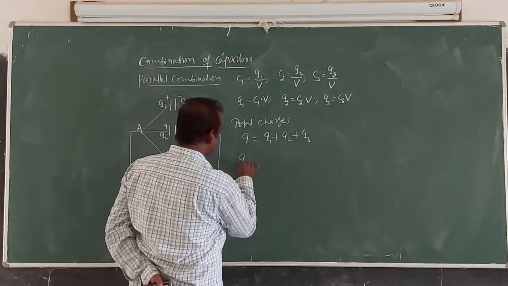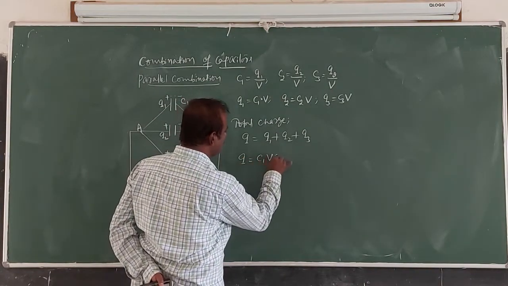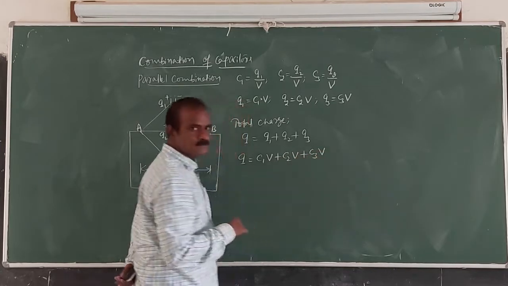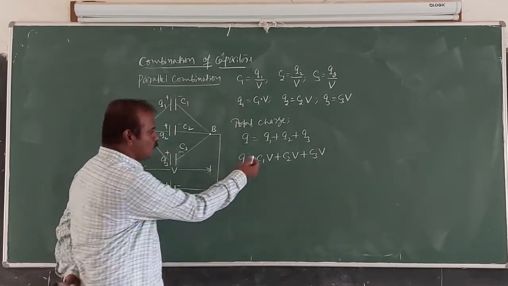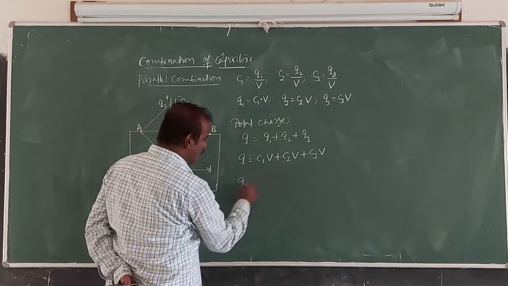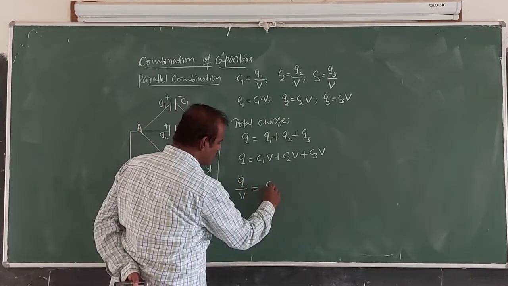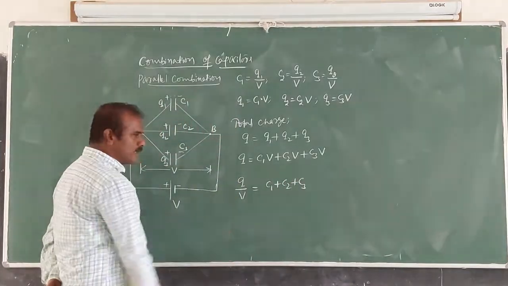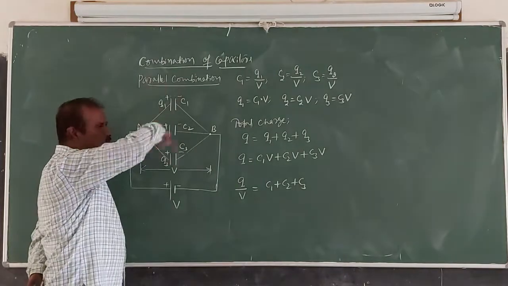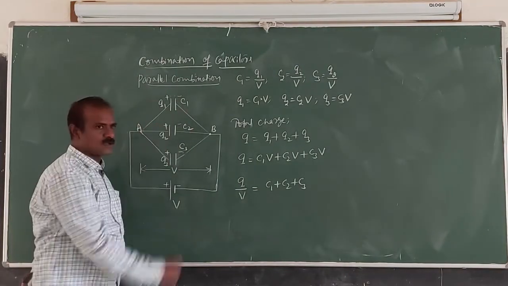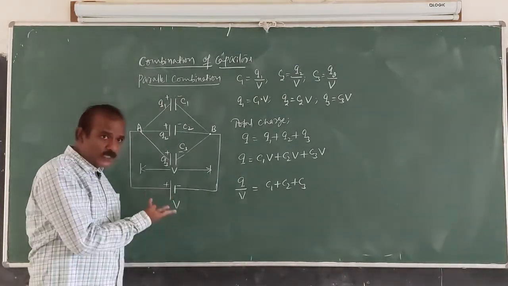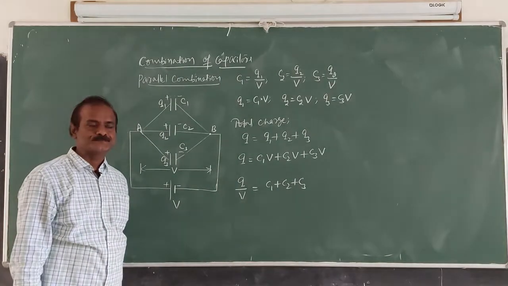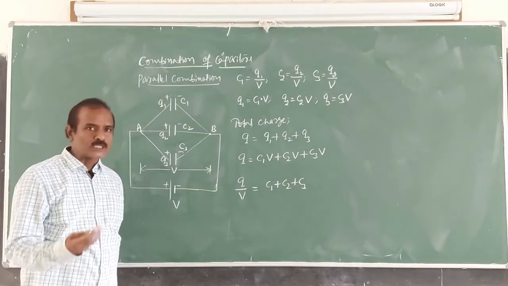Q is equal to Q1 is C1V plus C2V plus C3V. Well, what is common students here? V is common and V will come over here. You will be left with C1 plus C2 plus C3 students. And what is Q by V? Q is the total charge, sum of the charges on all the capacitors, and V is the total potential. Therefore, by the definition, Q by V must be total capacitance.